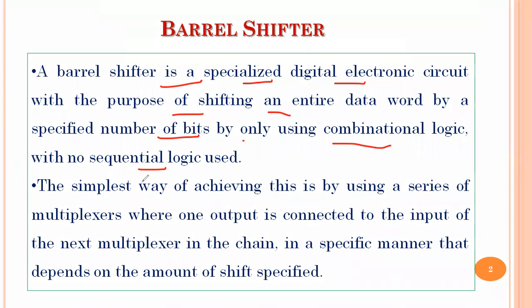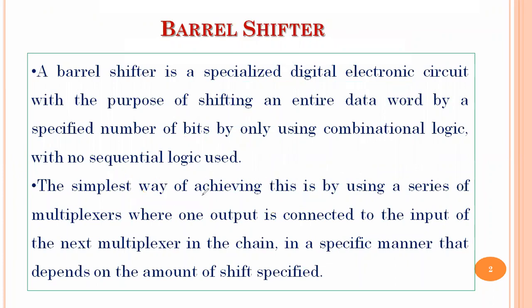In a barrel shifter, the entire data word, the entire frame of data, is transferred. If we feel the word is wrongly placed, we shift it to another place. So this is the shifting, and barrel shifting means the whole word will be shifted either left or right by a specified number of bits, using combinational logic, not sequential logic.